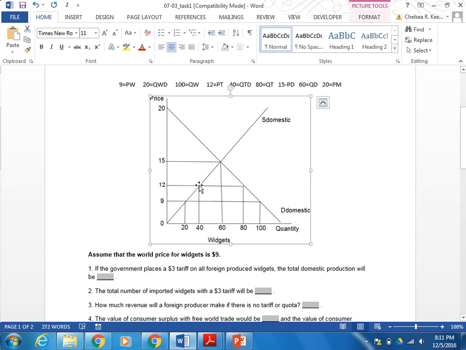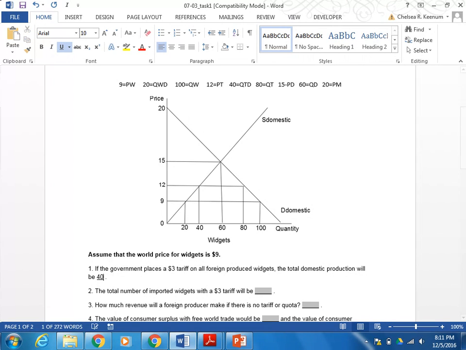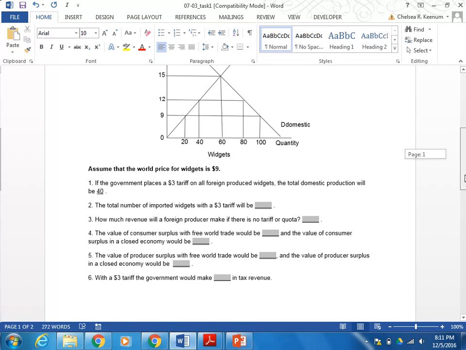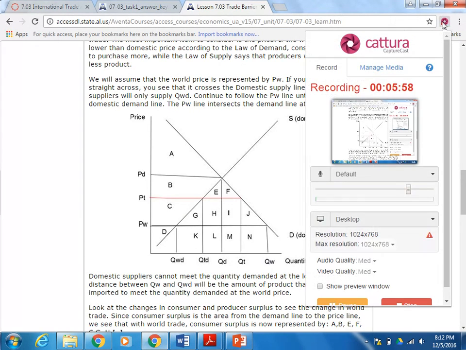And so then to calculate that, you would use this formula, 1/2 times base times height. Your base is going to be your QW, because it starts at 0 and goes all the way here. Your height is going to be PM minus PW. If we were going all the way down here, then it would just be PM, but it's not. So we have to do PM minus PW, and then multiply that times 1/2. So for example, here our QW is 100. We have to figure out PM minus PW. PM is 20, PW is 9, so 20 minus 9 is 11.